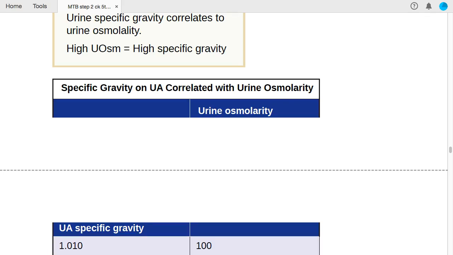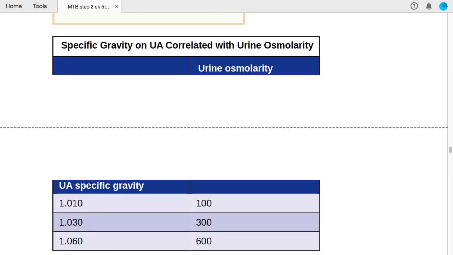Now we can say when someone has a urine specific gravity of 1.000, that equals 100 osmolarity. 1.030 is 300. 1.060 will be 600 osmolarity. So that is correlated in this way.